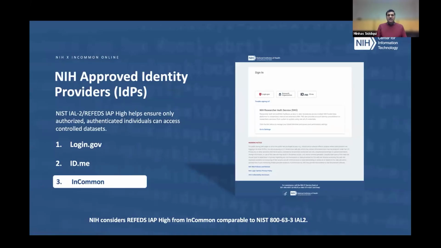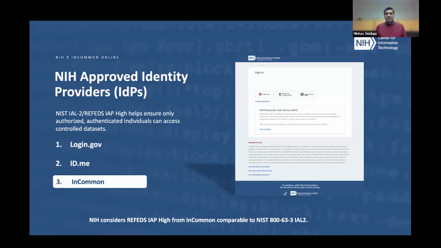So for external researchers, NIH currently offers the following three IdPs that conform to NIH's stronger identity verification requirement. Login.gov, which has both IAL1 and IAL2. Obviously, we would want our researchers who have a Login.gov IAL1 account to go through the IAL2 identity verification process. This is mostly used by US domestic users. Additionally, we have ID.me, again, which does both IAL1 and IAL2, mostly used by international users, and obviously we would want our international users to go through the stronger IAL2 identity verification process.